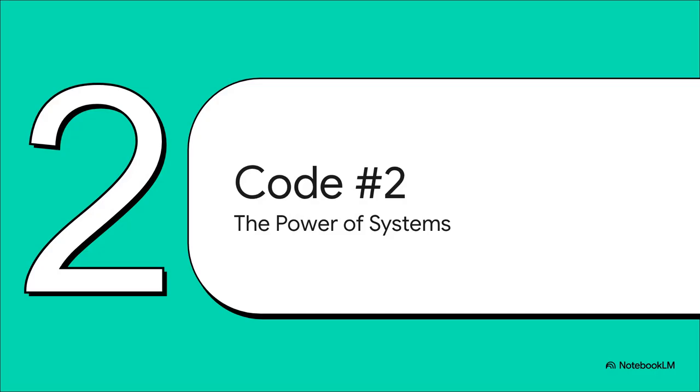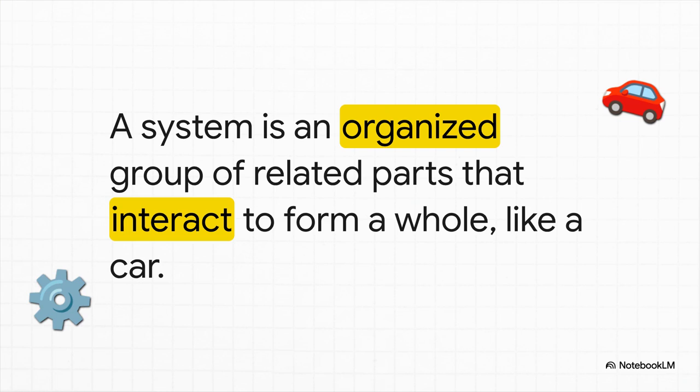Okay, so if everything is built from these same basic parts, how in the world do they come together to make something as ridiculously complex as a person, or even a whole forest? Well, that leads us right into our second code, the power of systems. I love this analogy. Think about a car. If you just had a pile of all the parts, tires, engine, doors, sitting on the floor, well, that's not a car, is it? It's just a pile of metal. It's only when those parts interact as a system, the engine connects to the wheels, the steering wheel actually turns them, that's when you have a car. Life is exactly like that.